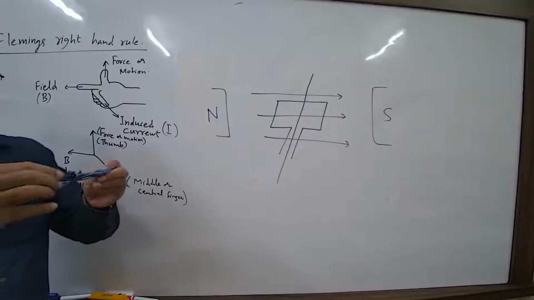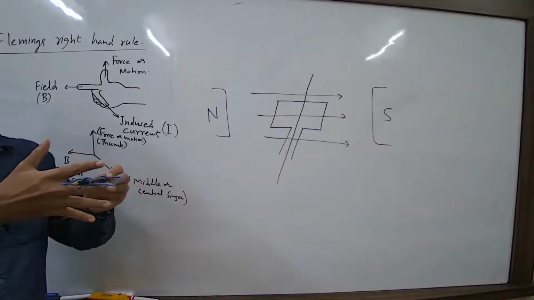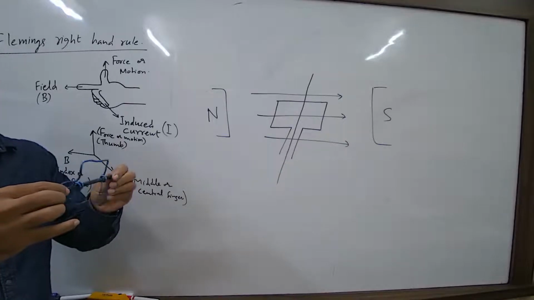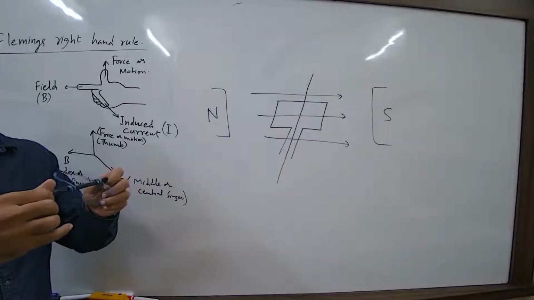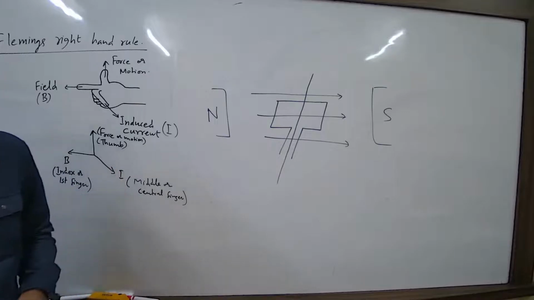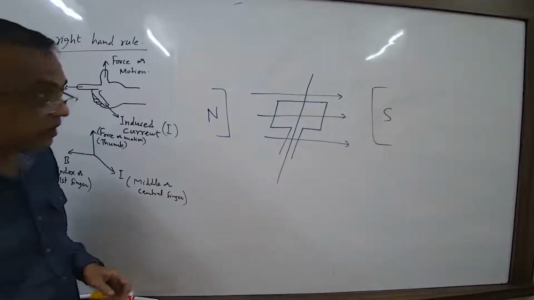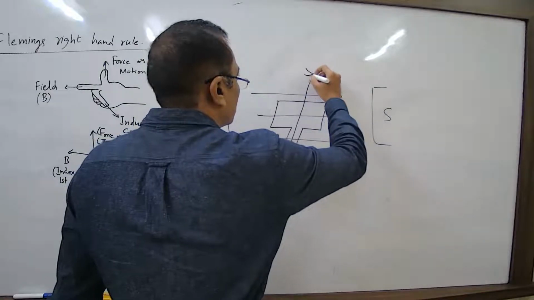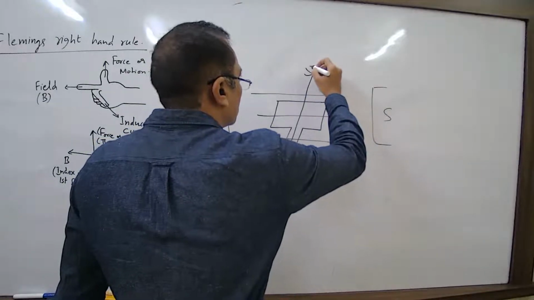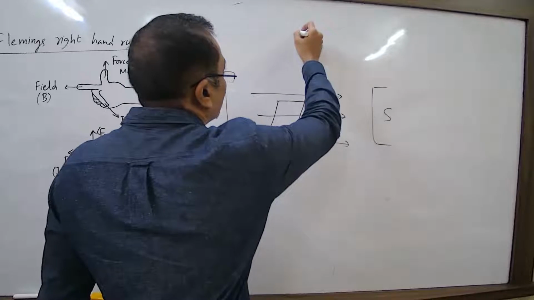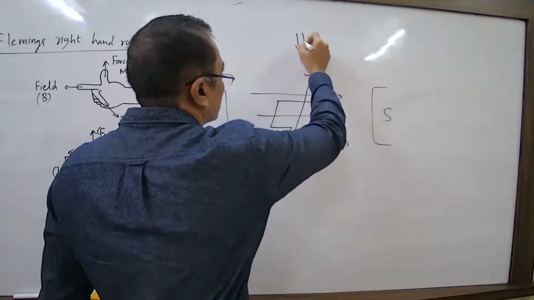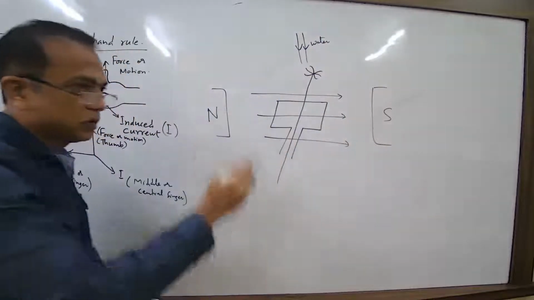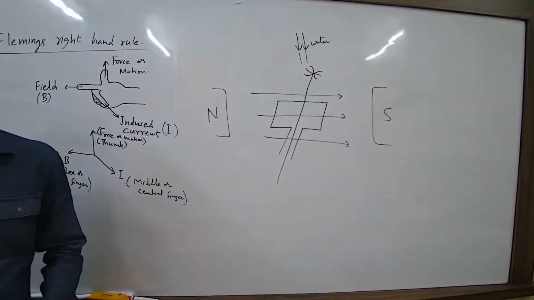So how is the field? Field is in this direction. Okay, and coil is mounted, and this coil is being rotated. So if I have some blades fixed here, right, and I make the water fall on it, then this coil will continuously rotate in the magnetic field.